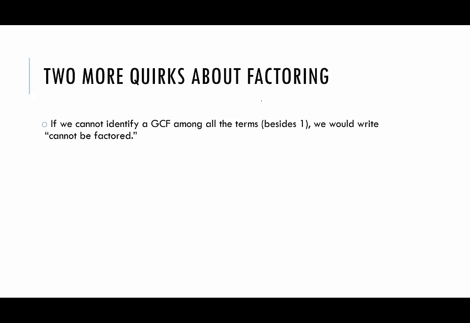So if we had 4x to the 5th plus 7y squared, well, 4 and 7 don't have any common factors besides 1. And x and y, as far as we know, don't have any common factors. So if we had something like this, we would just say that this polynomial cannot be factored.